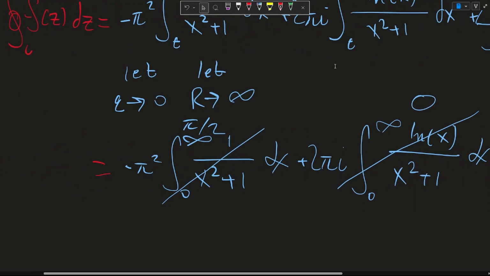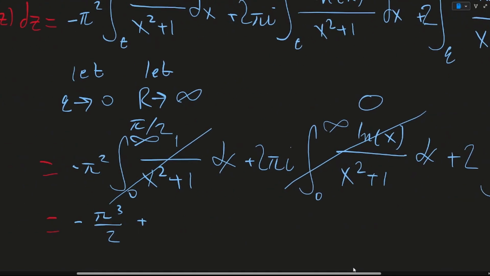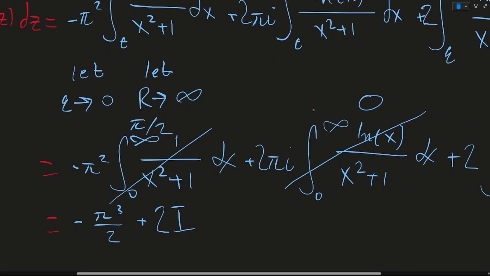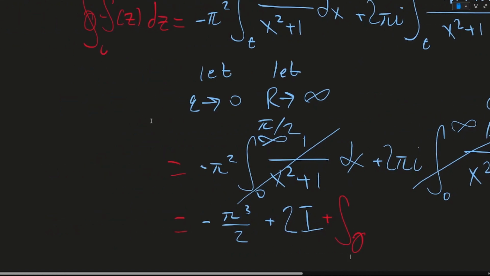And so rewriting this whole thing, we get negative pi squared times pi over 2, which is the same as saying negative pi cubed over 2, plus 2 times I, plus the integral along the little curve gamma. And this is all equal to the contour integral along C of f of z dz.